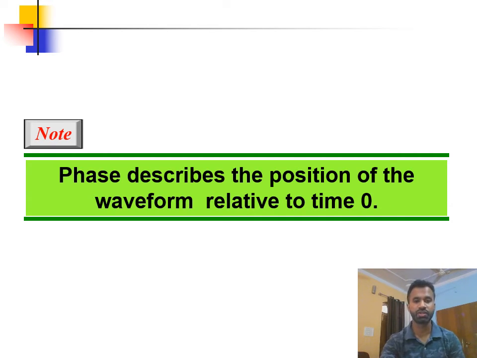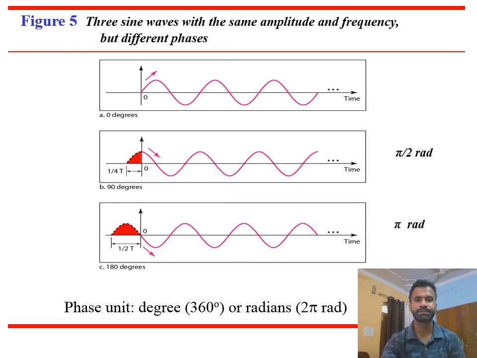Phase describes the position of a waveform related to time. Now you can see that the three sine waves have the same frequency and same amplitude, but they have different phases. Why? Because this sine wave starts at 0, this sine wave starts before 0 at 1 by 4 T, and this sine wave starts at 1 by 2 of T. So there is a phase difference between all these waves.